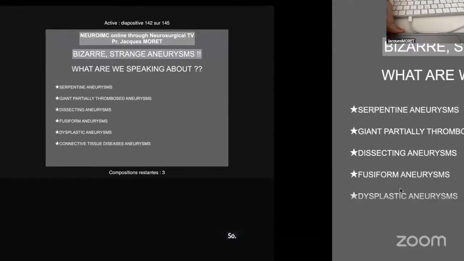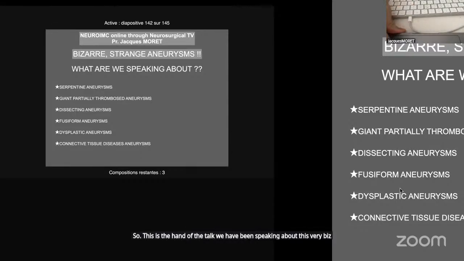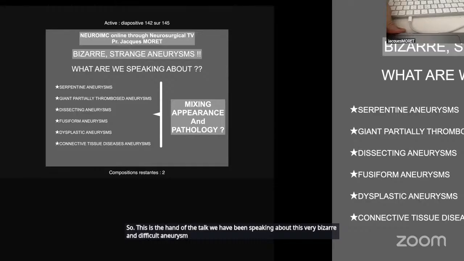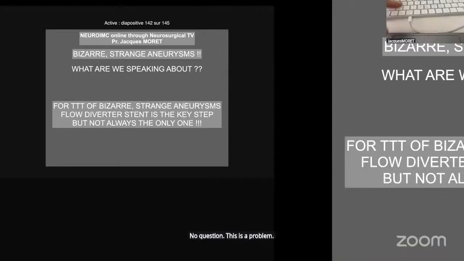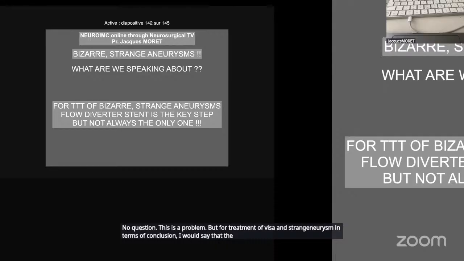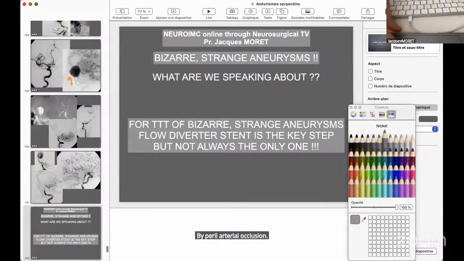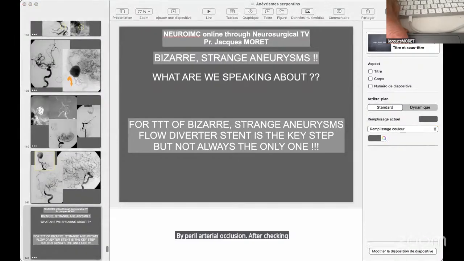So this is the end of the talk. We have been speaking about these very bizarre and difficult aneurysms. We have been mixing appearance and pathology. No question, this is a problem. But for treatment of bizarre and strange aneurysms, in terms of conclusion, I would say that the flow diverter stent is the key step, but not always the only one. And as you saw, we still have the possibility to treat those difficult aneurysms by parent artery occlusion after checking the collateral circulation.